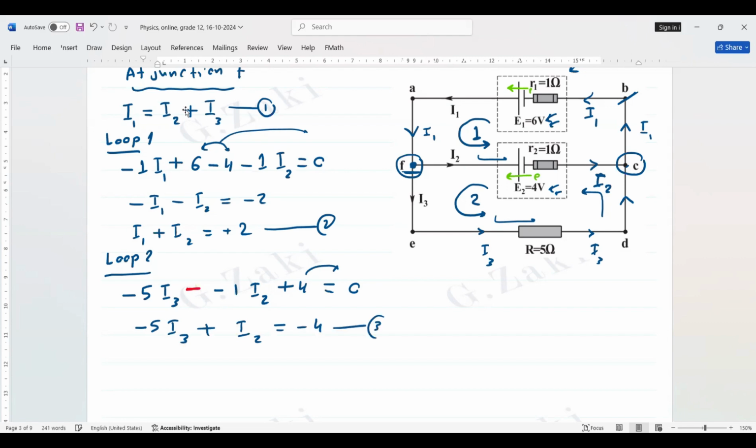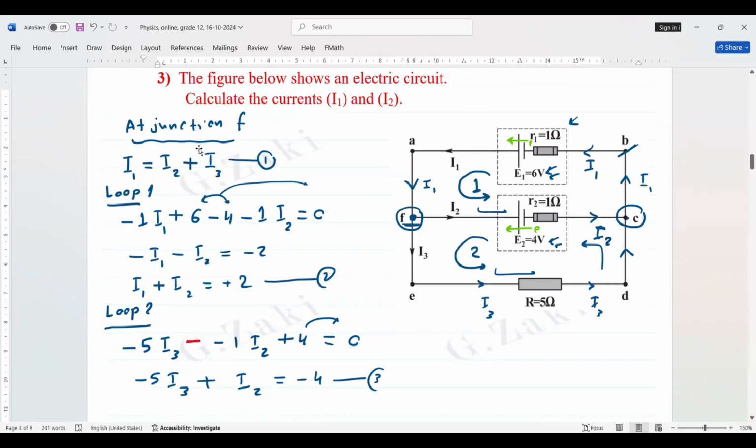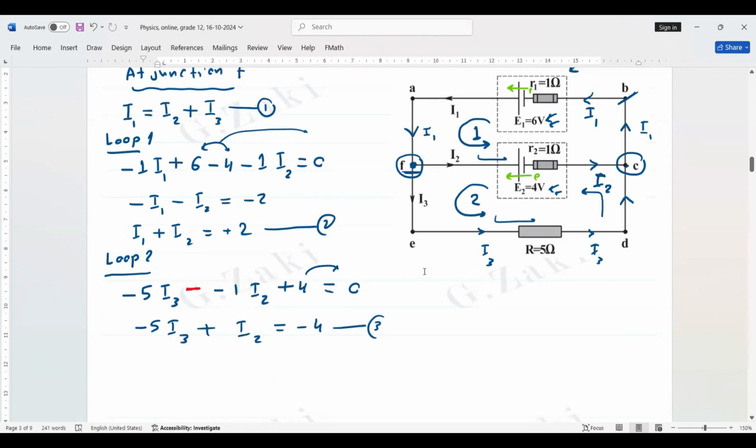We have 3 equations. We need to solve them. The question is to find I1 and I2. Then we need to replace I3 in terms of I1 and I2. Why did you put minus 5 I3 first? Because I3 is in the same direction as the loop, and in the case of a resistor, it's negative. You said that you started loop 2 from F. Yes, I started from F.